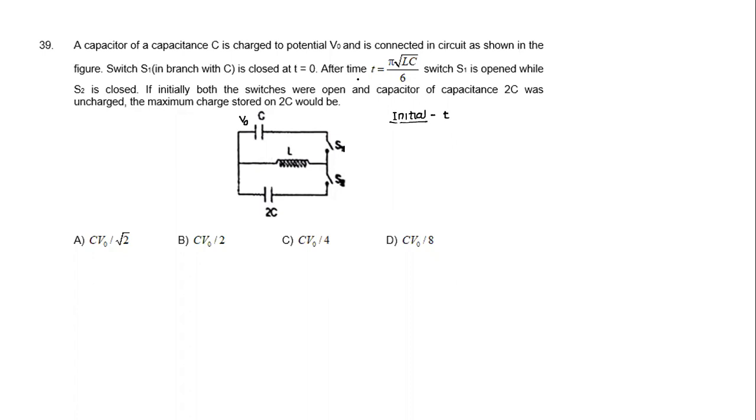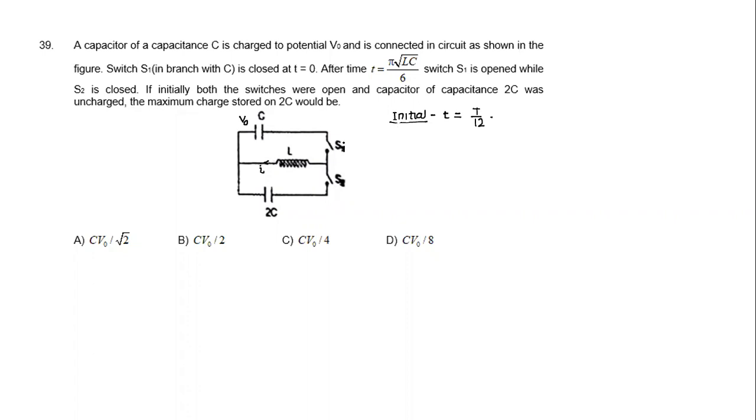After time t, it is open. And what is this time t equivalent to? We can easily notice this is LC. So the time t, in terms of time period, is T by 12. In this case, S1 is open while S2 is closed. So what is happening here? As soon as you open the switch here, current will start changing. And at T by 12, there's some energy stored in the capacitor and some energy stored in the inductor.